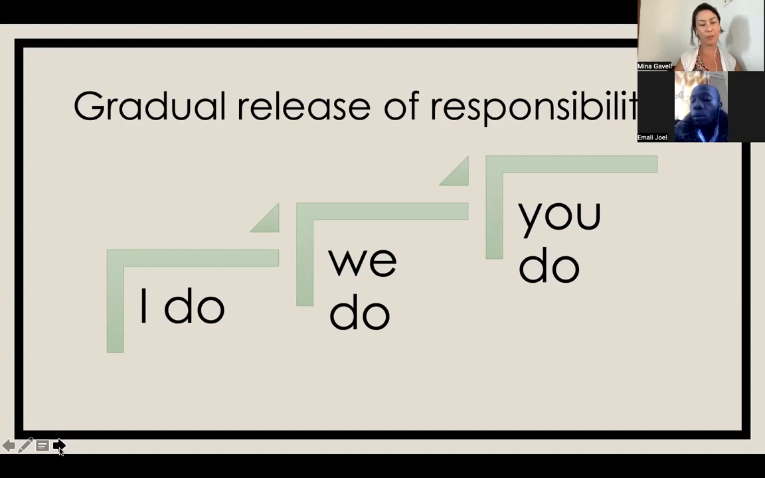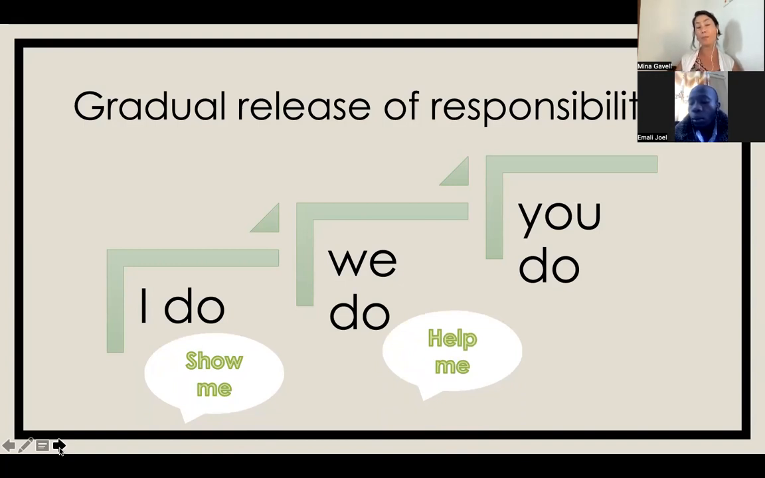So this is from a teacher's perspective. From a student's perspective, they have the same idea. The student says, show me, and the teacher shows the students. Then the student says, help me. I can't do it by myself, so help me do it. And then finally, the student says, let me. I can do it by myself. So these are two different perspectives of this same idea, this gradual release of responsibility. At first, the teacher does everything. Then the class does it together, and finally the student does it alone. They have full responsibility.